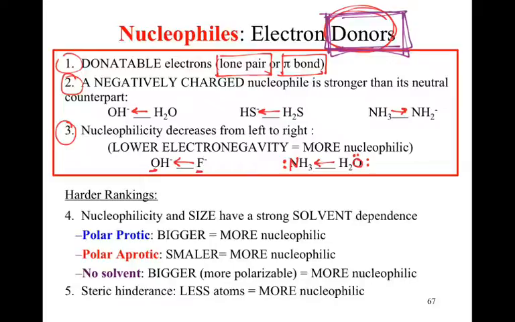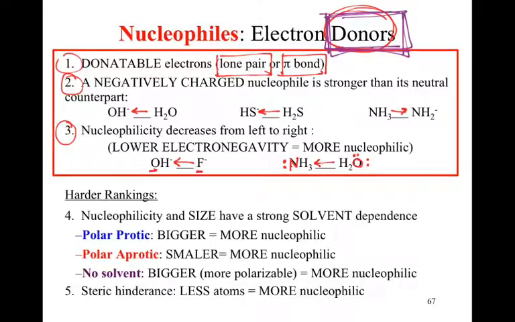Those are your 3 big rules that you're going to see all over the place. The next part is kind of in your harder ranking systems. The size dependence on your nucleophiles has a really strong solvent dependence.